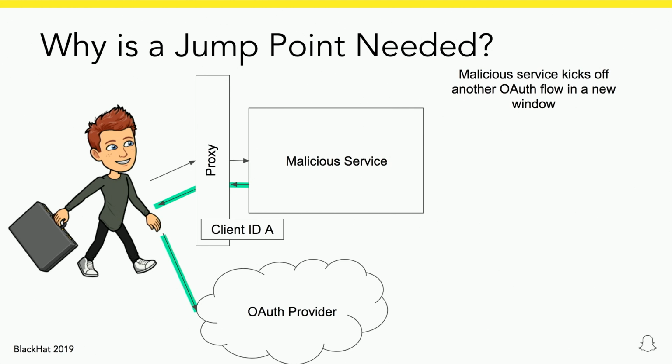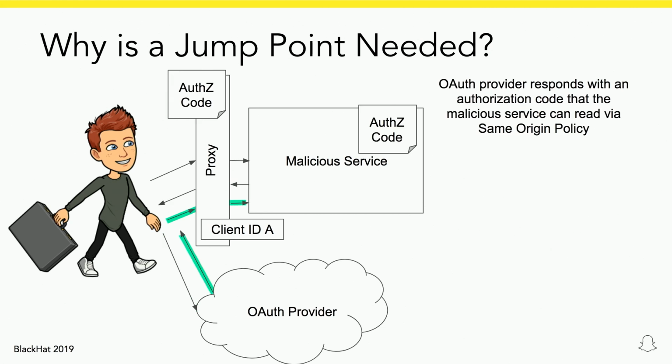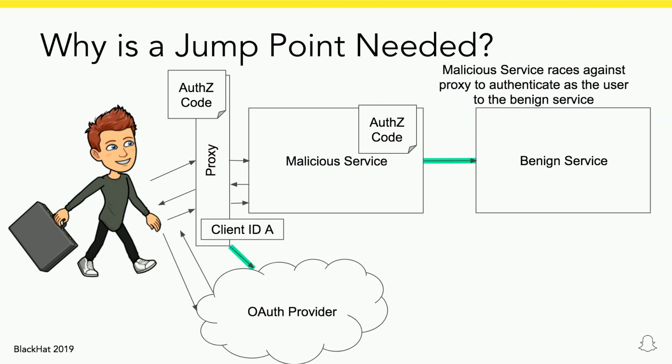So the user goes to the OAuth provider, in this case Google, and if they approve the OAuth grant, they'll get redirected back to the malicious service, or to the proxy rather, with an authorization code. But because our malicious service is running on the same domain as the proxy, because it's being proxied, it can now read that authorization code out of the request, even though the proxy hasn't forwarded it along, just by taking advantage of the same origin policy. Now that it has the authorization code, it's going to enter this race condition where it's trying to authenticate on behalf of the user to this benign service faster than the proxy can authenticate to the OAuth provider.